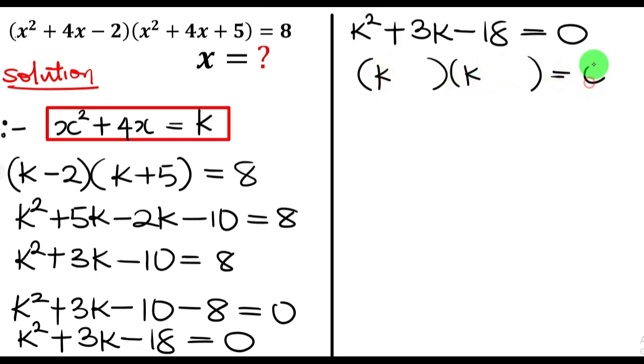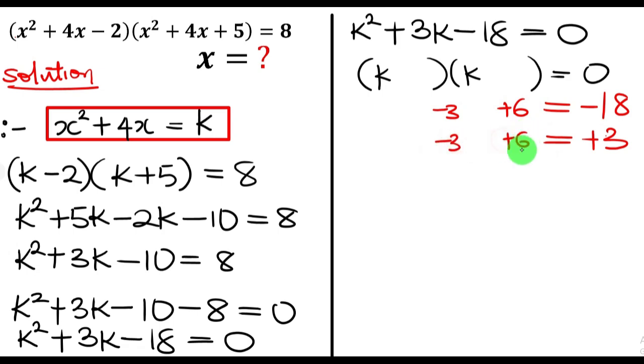So what I need now is to look for two numbers which, if I multiply by each other, are going to give me minus 18. That is, it's going to be equal to minus 18. Then if I add the same numbers, it's going to give me plus 3. So what are those numbers? The numbers are minus 3, then plus 6.